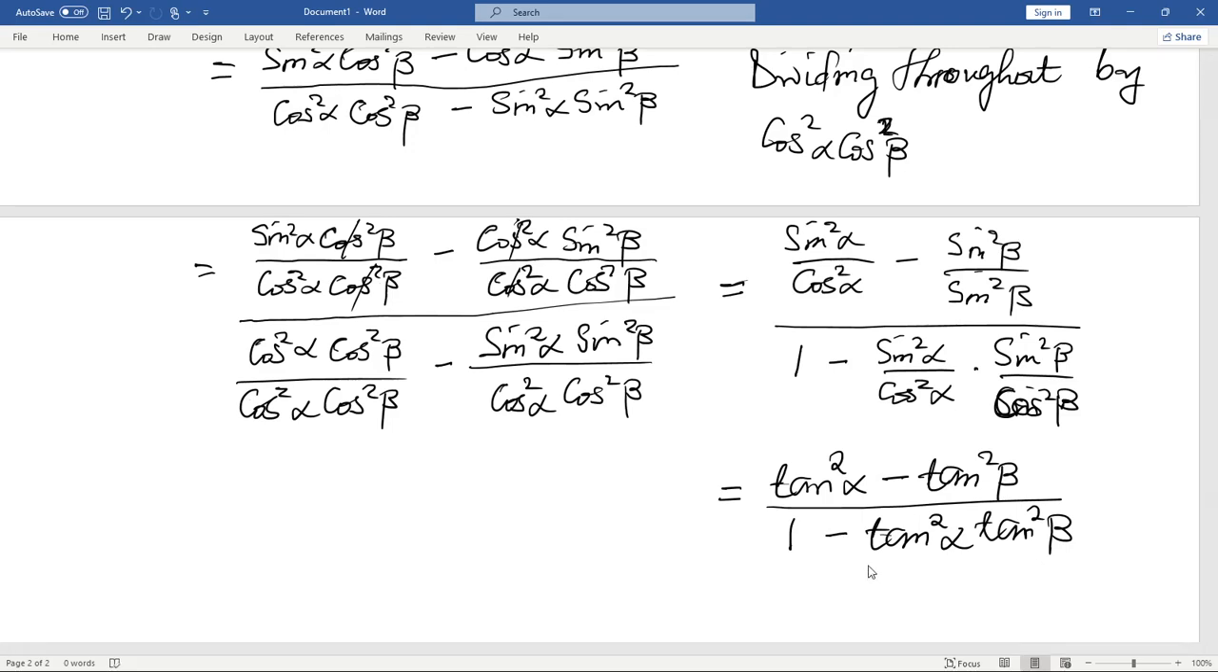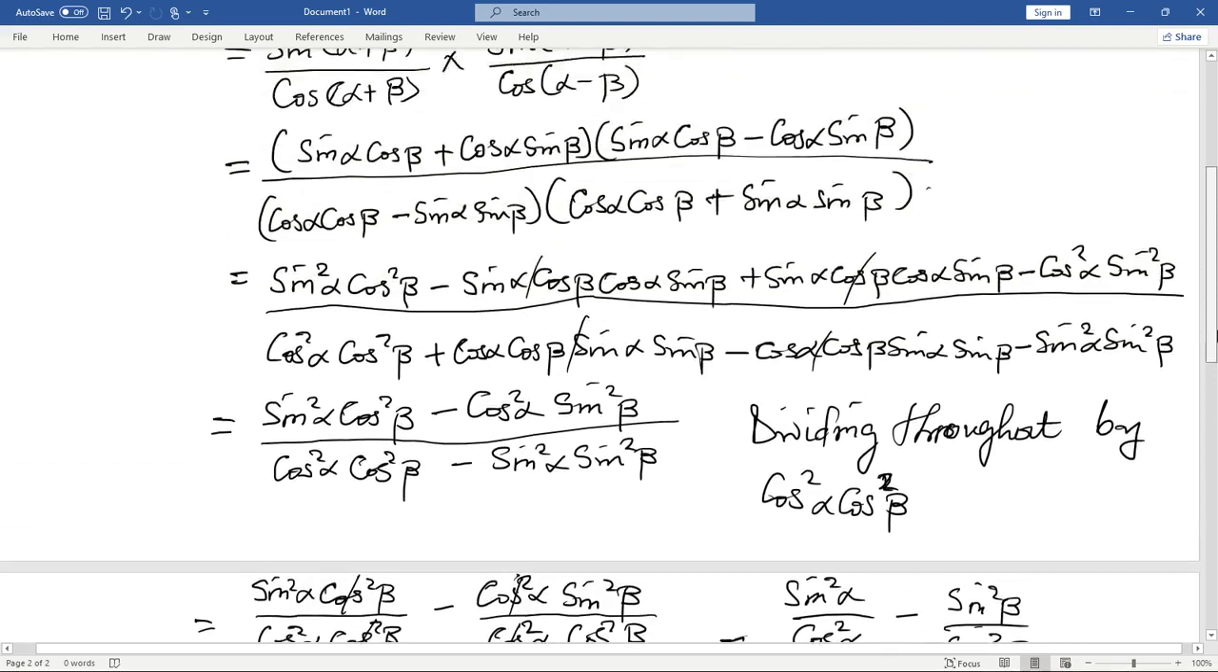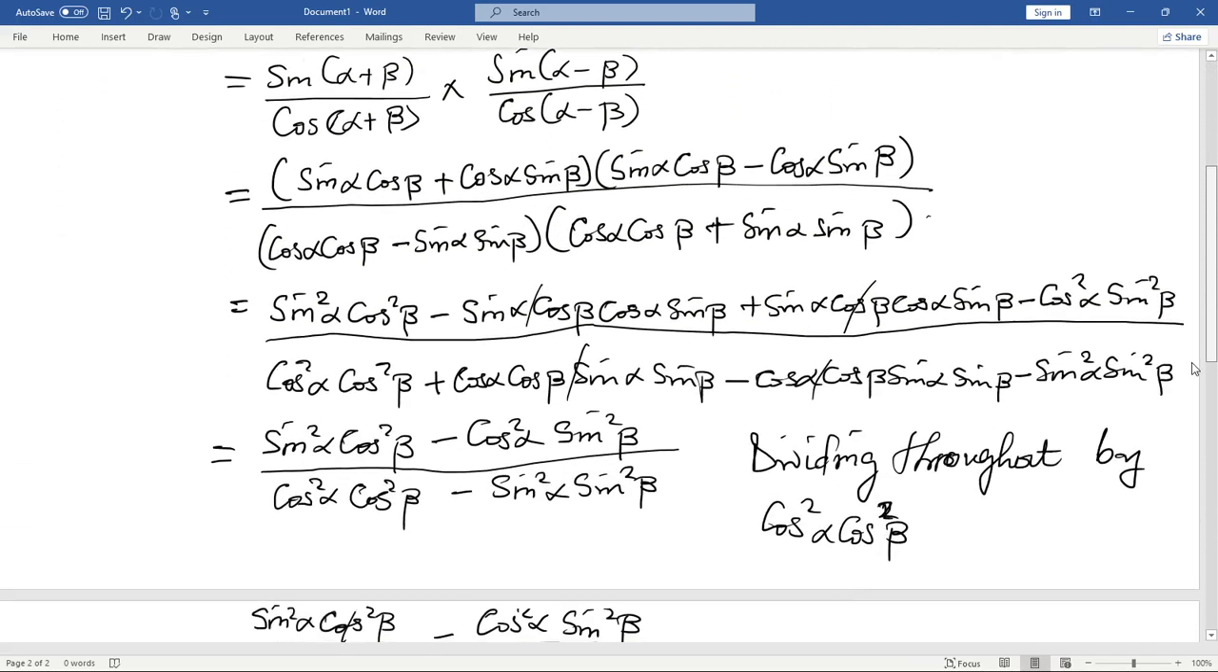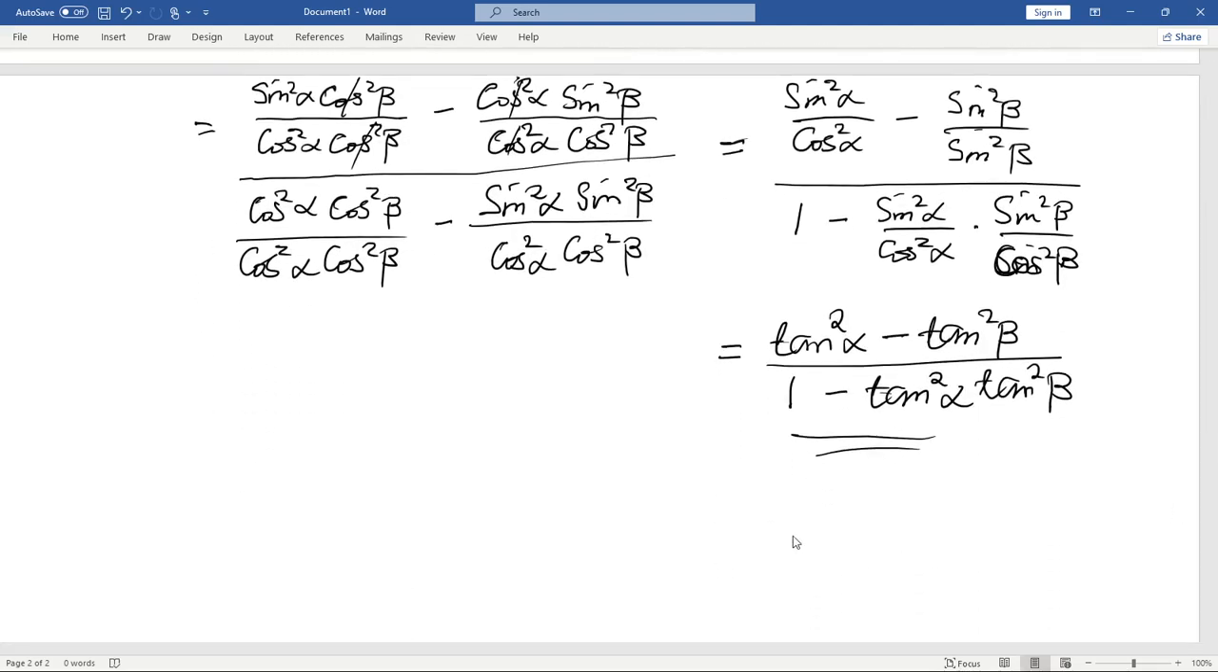So if you look at what we have here, it is equal to our right hand side, this side on top here. Okay, so now if that's the case, you can just say hence proved.